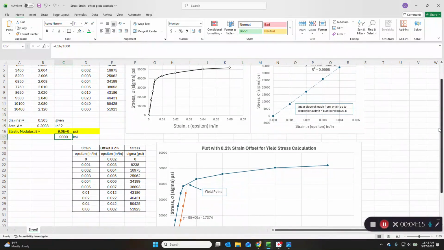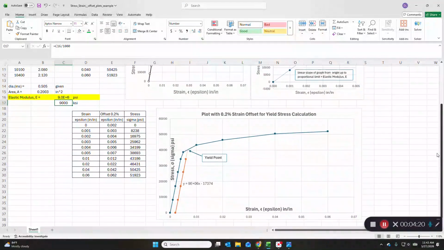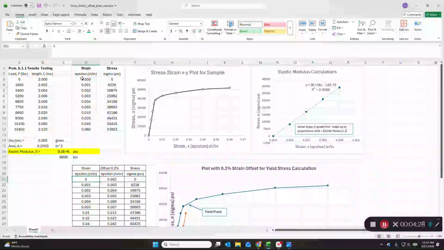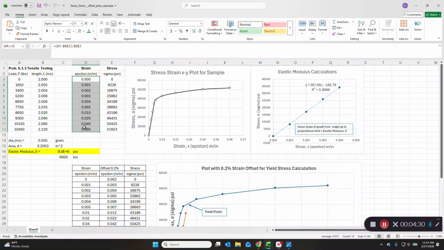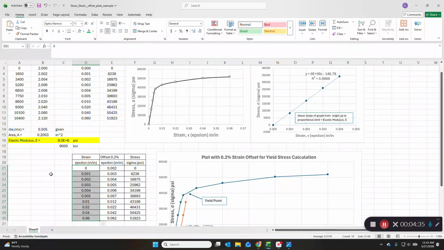From there, we want to calculate the yield stress, or the yield point. Well, that's a little bit more involved, so we have to use the 0.2% offset method. We take the strain vector, and that's the vector from column D here, and we just copy that down here numerically, and not the formulas, just the numbers.